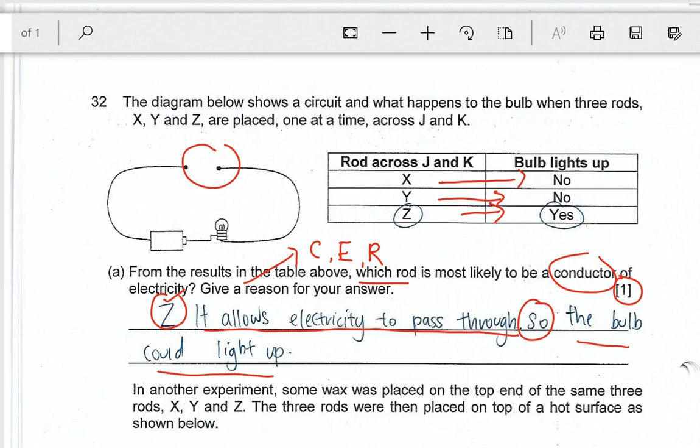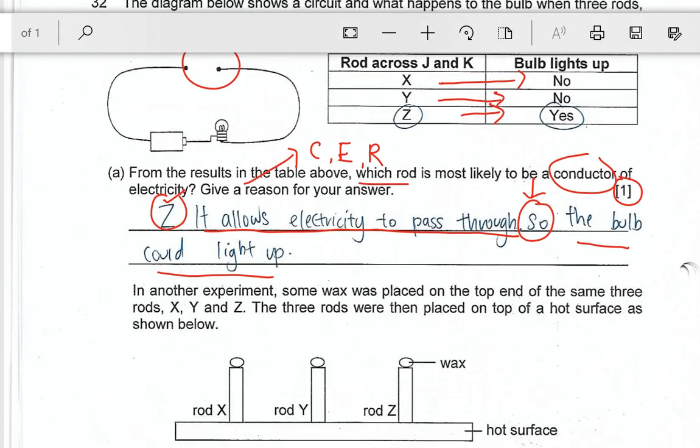So if you have an explanation question, remember to make your choice correct. Remember to also connect with the so part. So what happens to the results? Because of the evidence you raised.